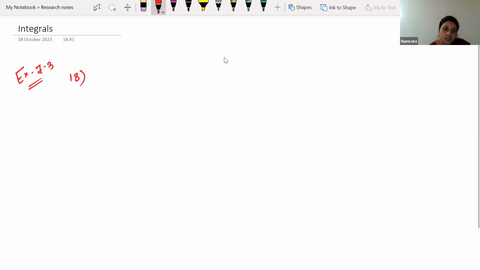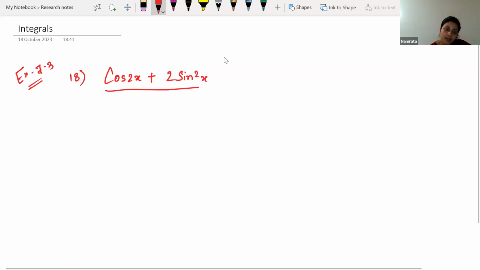So the question is, find the integral of the following function. We have to find the integral of the given function, and the function is cos 2x plus 2 sin square x divided by cos square x. This is the given function, right? And we have to take the integration of that. We have to find the integration of this given function.